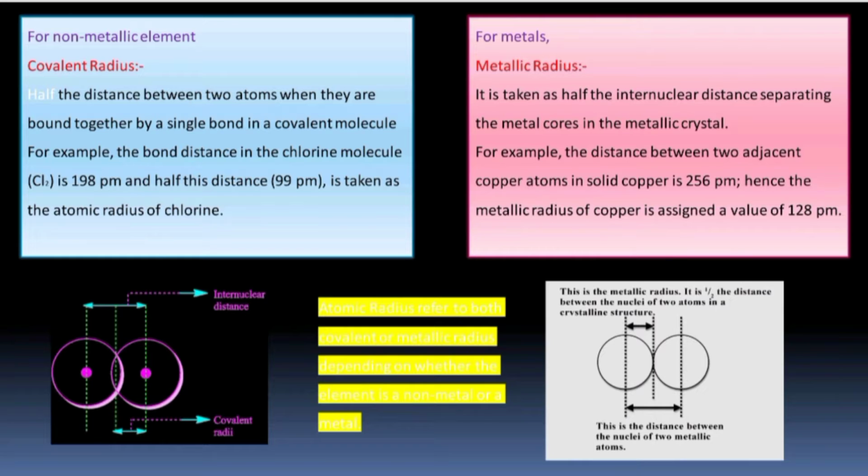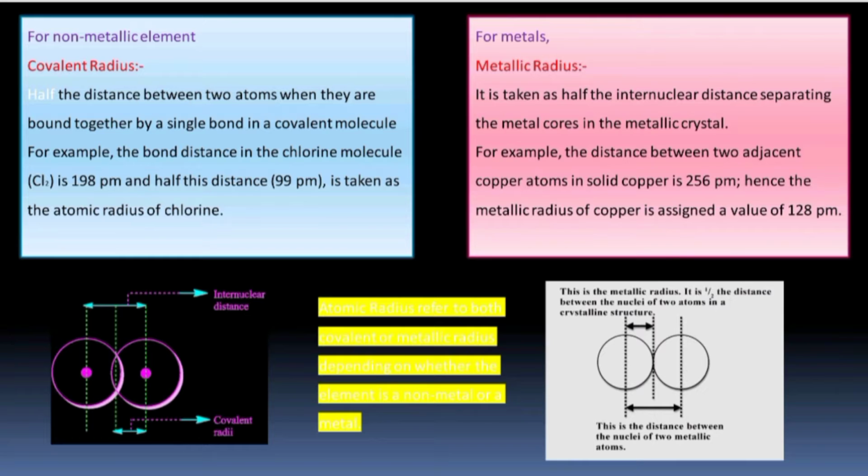Actually, it is half of the distance between two atoms when they are bonded together by a single bond in a covalent molecule, that is called the covalent radius. Bond distance in the chlorine molecule is 198 picometer and half of the distance is 99. So, the atomic radius of chlorine is 99 picometer.